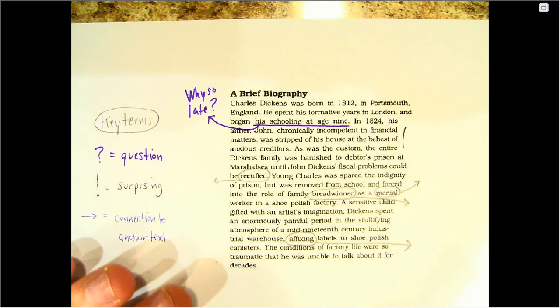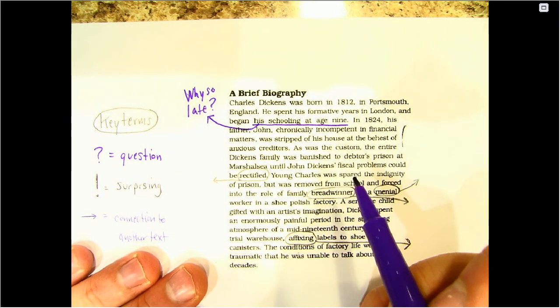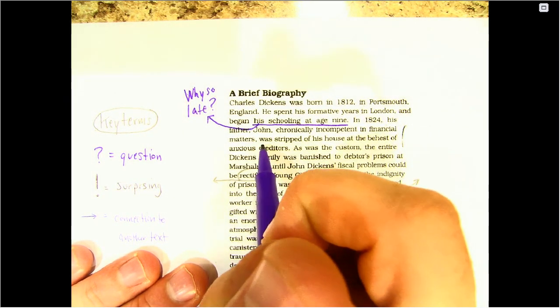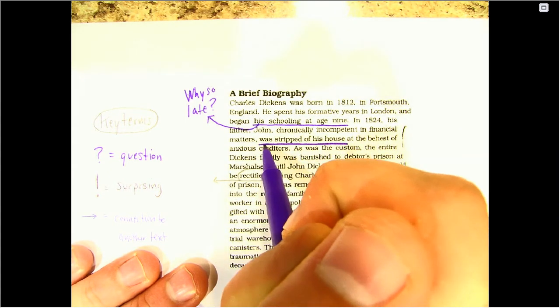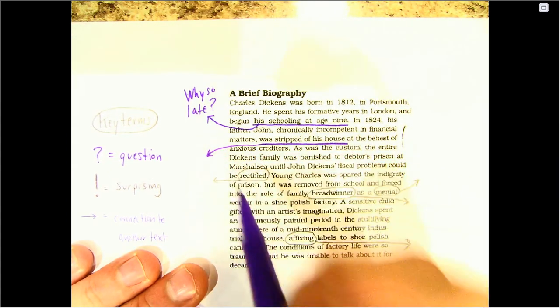I get a few lines down and I see that his father had their house taken away. He was stripped of his house. So maybe I'll draw an arrow over here and I say, why was his house taken away? Or why was his house taken?